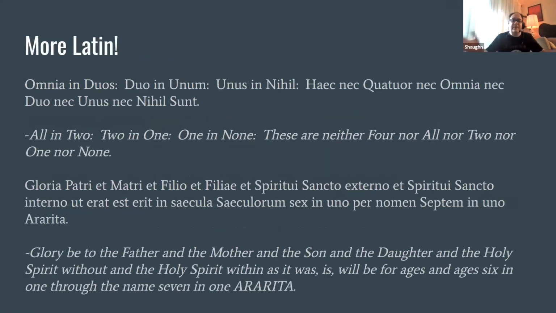Okay, but what does this all mean? It's in Latin again. So the first section means all in two, in one, in none. These are neither four, nor all, nor two, nor one, nor none. Okay, so there's a very conspicuous omission here. And whenever Crowley conspicuously omits something, it's almost as if he's drawing neon signs pointing towards something.